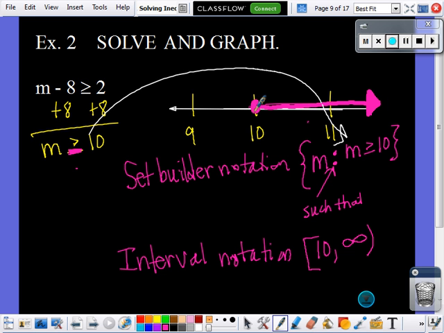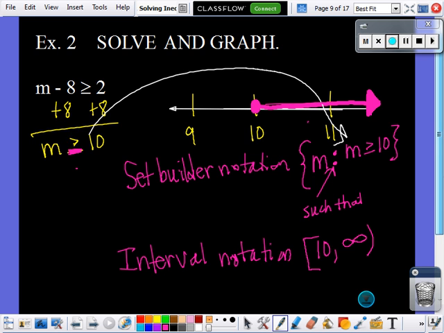In other words, 10 is a solution, 10.0001, 10.5, 10.9, 11, every fraction and decimal in between here, every solution all the way to positive infinity. Now, if there's positive infinity this way, what's that way? Negative infinity, that's right, negative infinity.